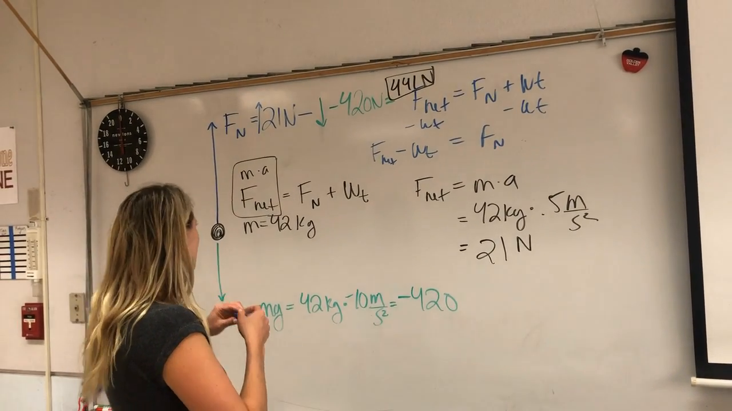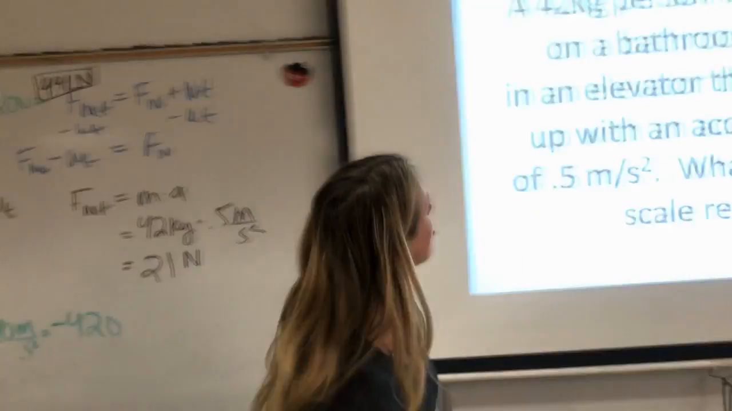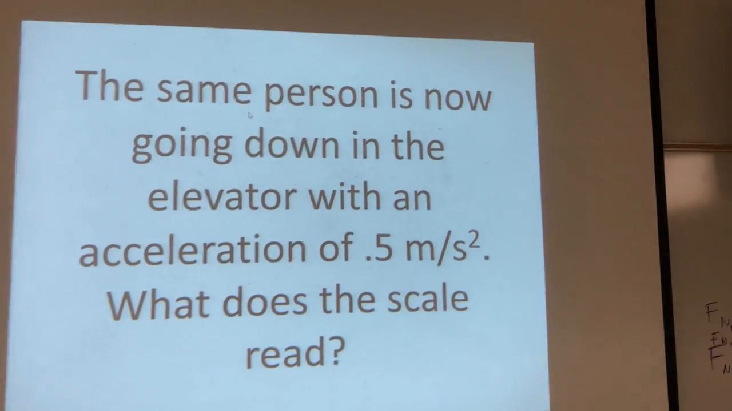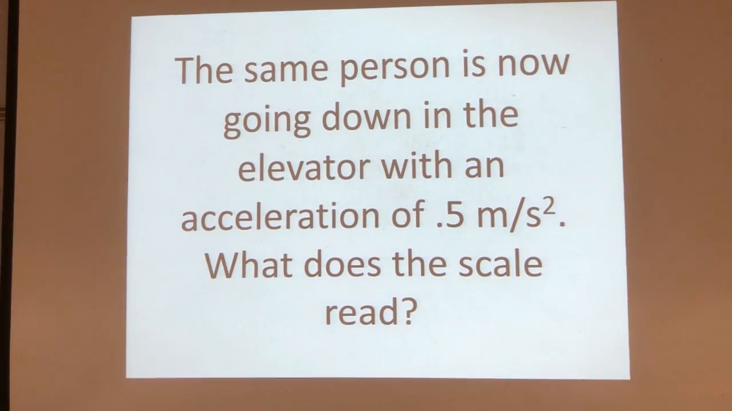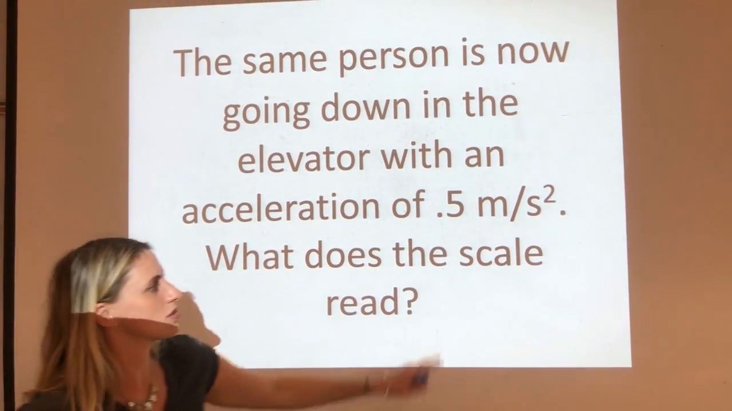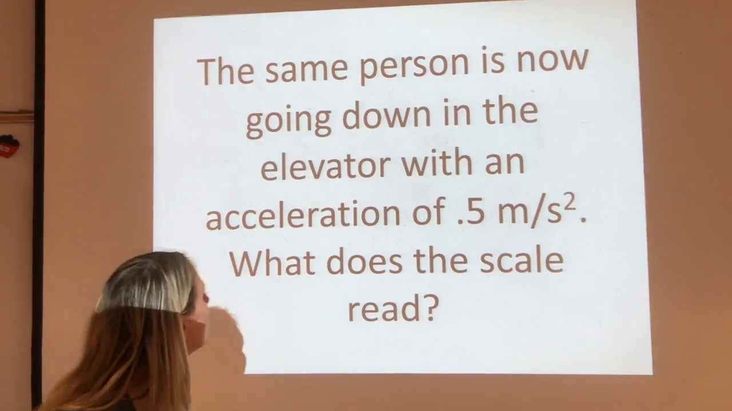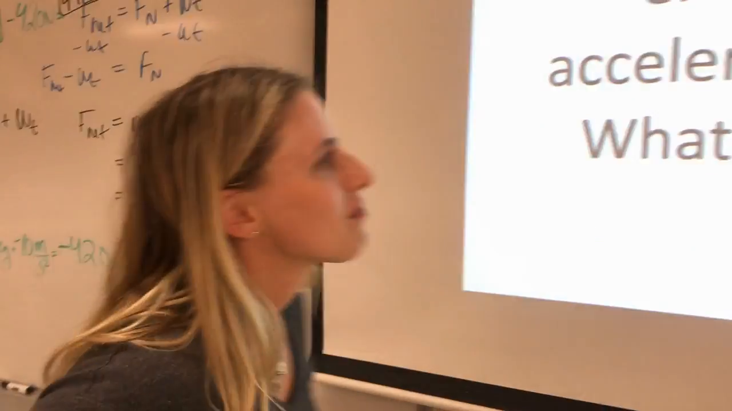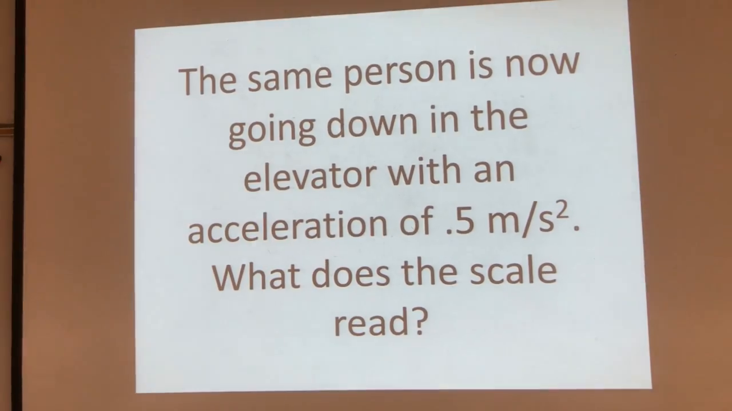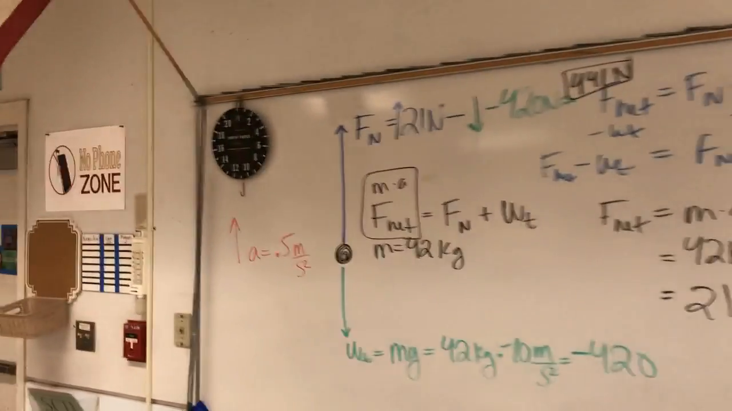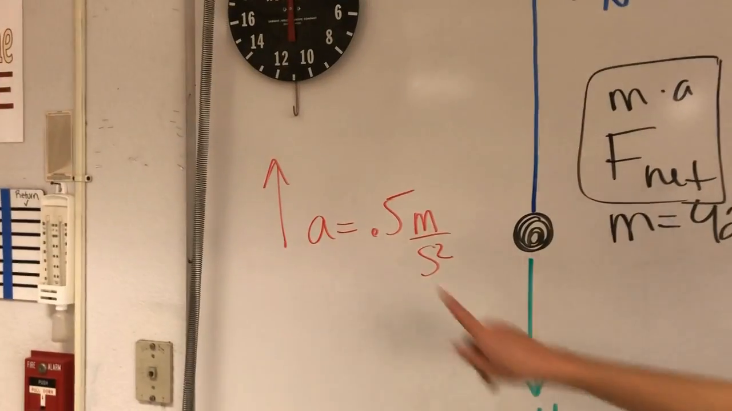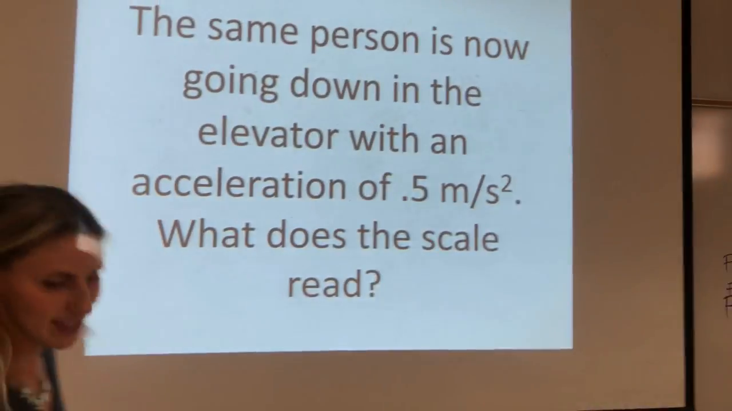All right, so you guys have one more question to tackle here. The same person is now going down in the elevator with an acceleration of 0.5 meters per second squared. It's going to be negative. What does the scale read? Let's see what you got. It'll look a lot like that, except the acceleration is down. All right. Is that the end? I think so.